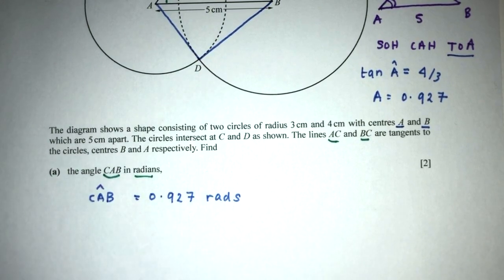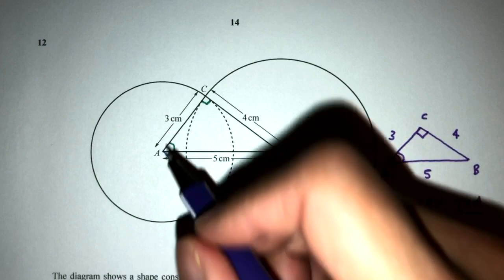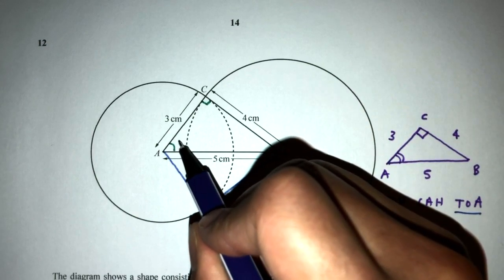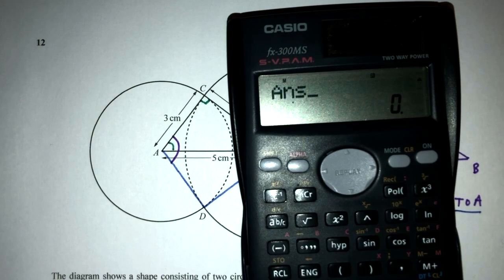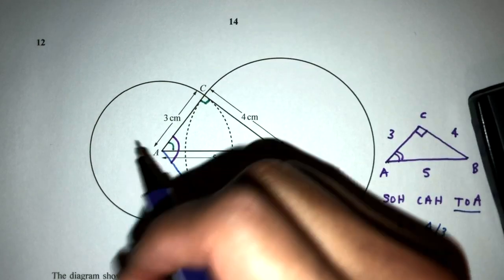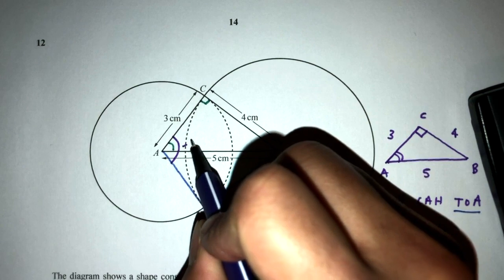Okay, that is part A of the question. Now if you observe, if this is 0.927, what is the whole thing? If you think, that should be answer times 2. That should be 1.85, right?